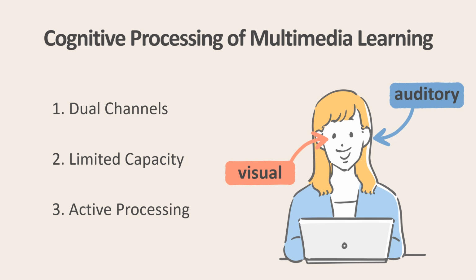Each channel has a limited capacity, meaning learners can only process a few pieces of information at a time. Learning is an active process of filtering, selecting, organizing, and integrating new information with prior knowledge. By considering these principles, we can create multimedia content that helps optimize learners' cognitive capacity.